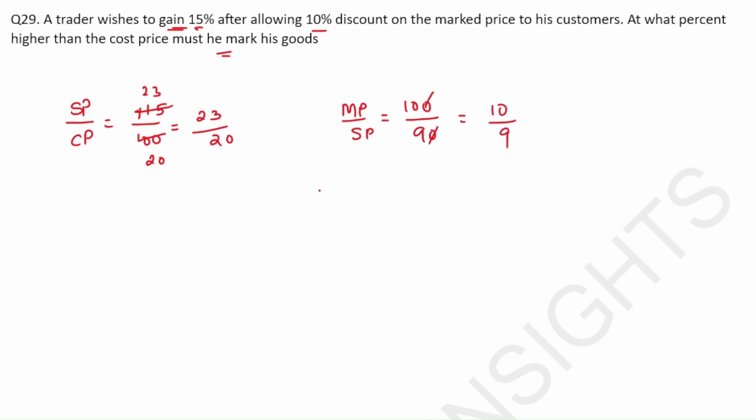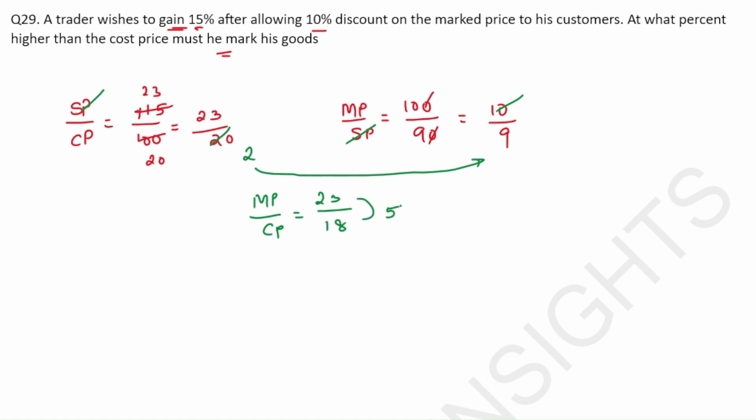Now, in this question, we don't need selling price, right? So instead of writing the equation again and again, just cancel this one. Selling price, cancel. So this will be 10, 2s are 20. So the mark price to cost price ratio will be 23 divided by 9, 2s are 18, right? 18. The difference is 5, right?